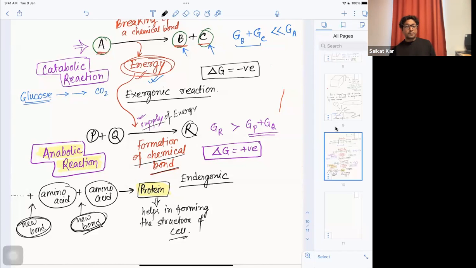So in case of anabolic reactions, if it is a single reaction, then yes, always an anabolic reaction is positive and a catabolic reaction is negative, if it is a single reaction. And if it is a series of reactions, then there can be exceptions.